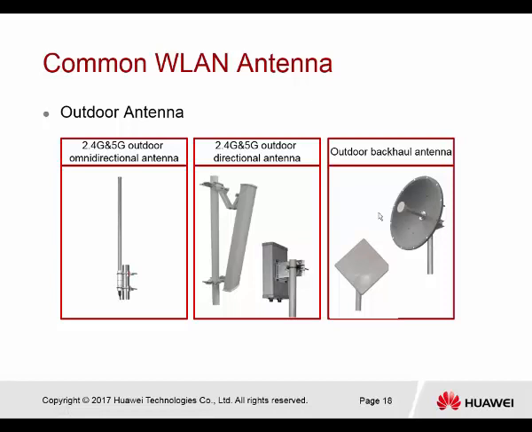Then the next one, the outdoor antenna. This one can support 2.4 and 5 GHz, and the coverage is omnidirectional. The second one is the directional, which is basically deployed outdoors and covers a far distance. And the last one, the outdoor backhaul antenna, covers even further distance. This is mainly used for bridging mode, WDS, or maybe full mesh connection.